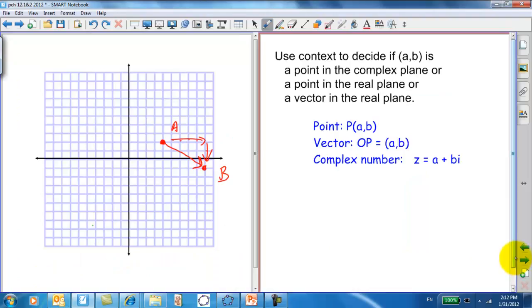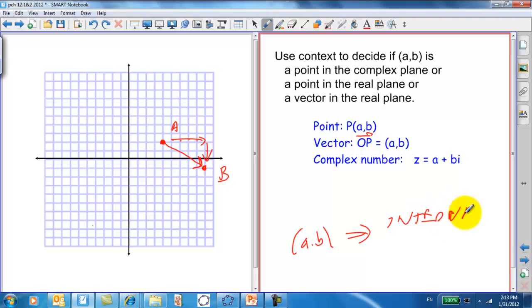Okay, now, careful. Use the context to decide if someone gives you an ordered pair like this, A comma B. It could be a point in the complex plane, it could be a point in the real plane, or it could be a vector in the real plane. So we can think of it as vector OP like this, A comma B, where I'm giving the components. I could think of it as point AB, and I also think of the complex number AB. Remember, we also had context, too, that A comma B could mean the open interval, A is less than X is less than B. So again, you really have to understand the context of the problem to see what that notation is representing.